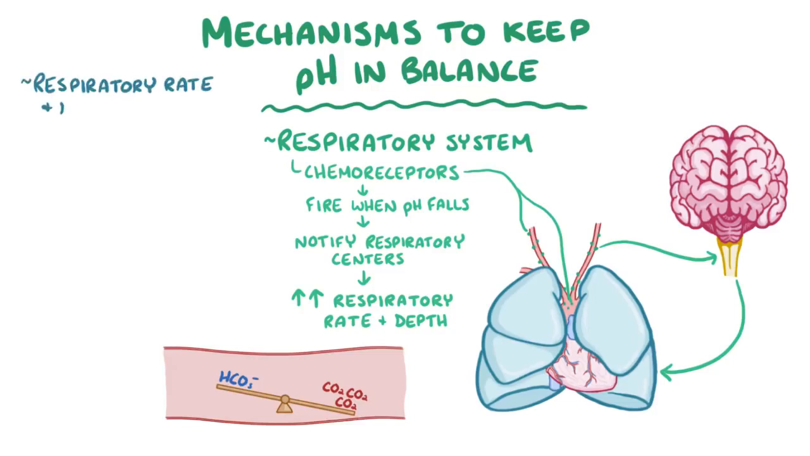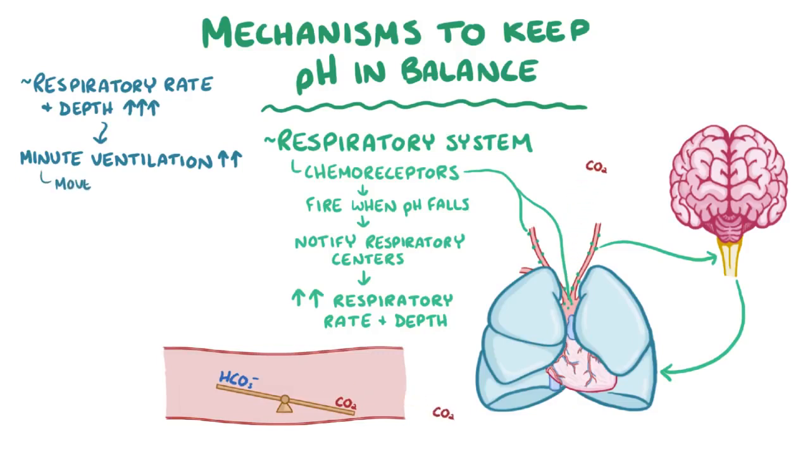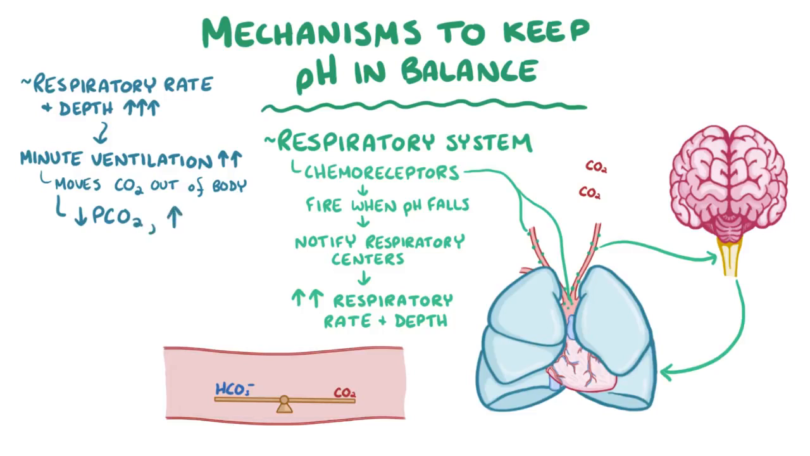As the respiratory rate and depth of each breath increases, the minute ventilation increases, which is the volume of air that moves in and out of the lungs in a minute. The increased ventilation helps more carbon dioxide move out of the body, which reduces the partial pressure of carbon dioxide in the body, which increases the pH.